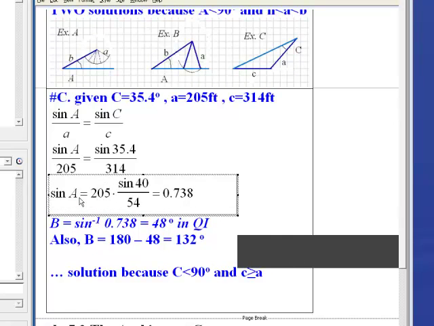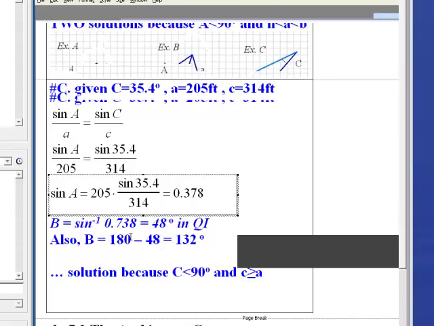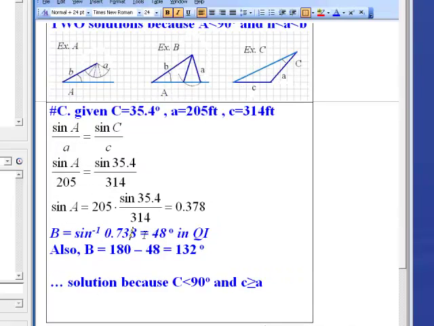205 times sine of 35.4 divided by 314, and we'll see what we come up with. 205 times sine of 35.4 divided by 314. 0.378, taking the inverse sine of that. This one will be angle A.